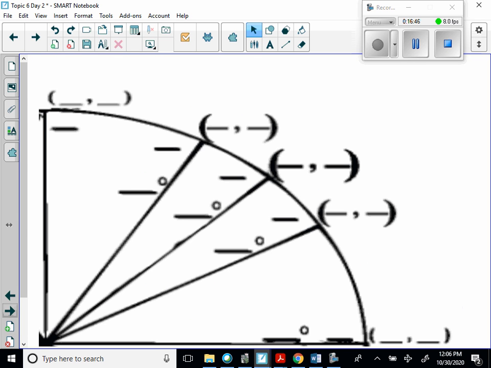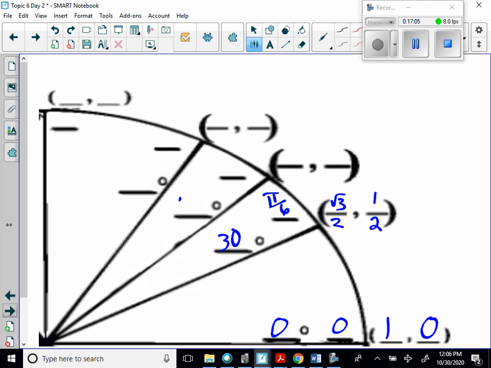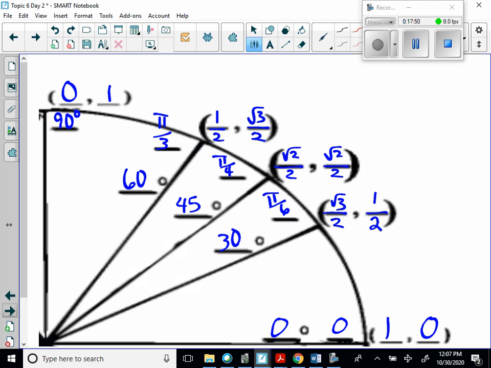So from yesterday, the first quadrant should have been 1, 0. This was 0 radians, 0 degrees. This was 30 degrees. This was pi over 6 radians. This was root 3 over 2. This was 1/2. This was 45 degrees. This was pi over 4. This would have been root 2 over 2 and root 2 over 2. This would have been 60 degrees. Pi over 3. And this would have been 1/2 and root 3 over 2. And this would have been 0, 1. And this would have been, I guess we can say this was 90 degrees. And you'll say that it was pi over 2.